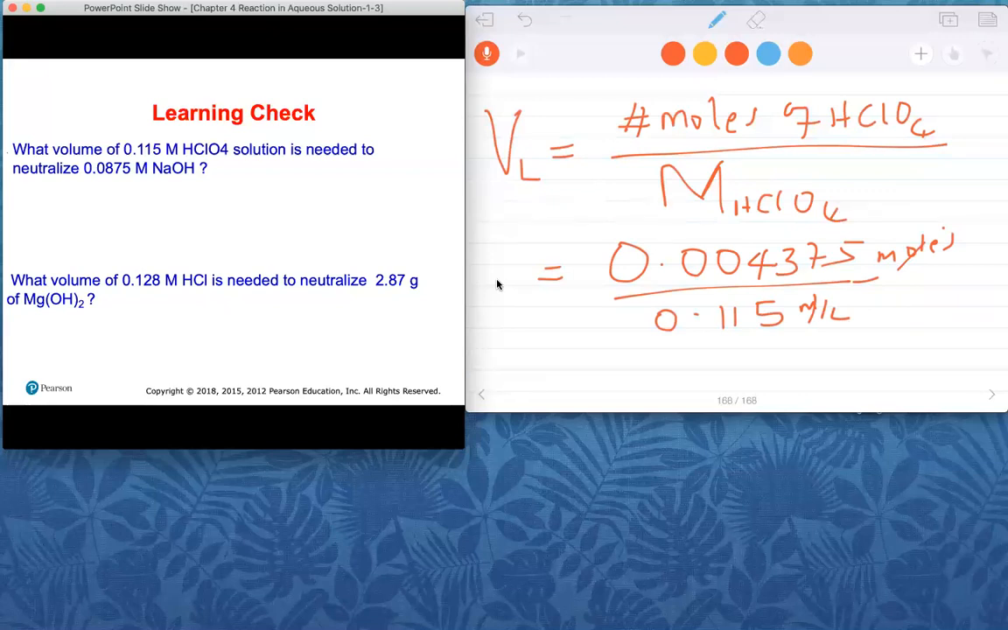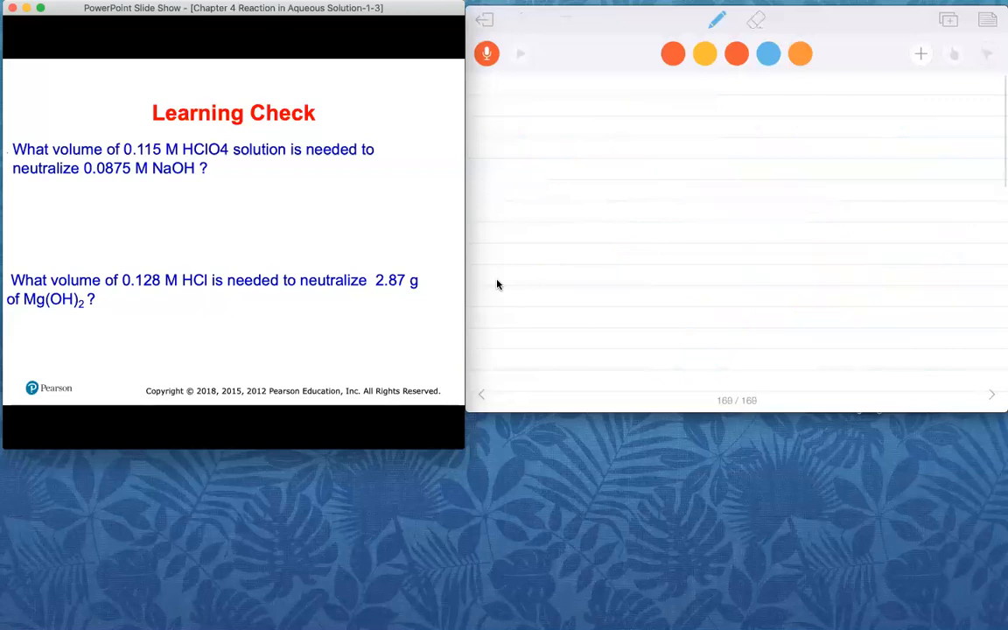0.004375 divided by 0.115, and this is 0.03804. It's more than what we need for significant figures. This is in liters. Then you multiply by 1,000, it will be 38.04 ml, just for significant figures. This is how to find the volume using the titration.